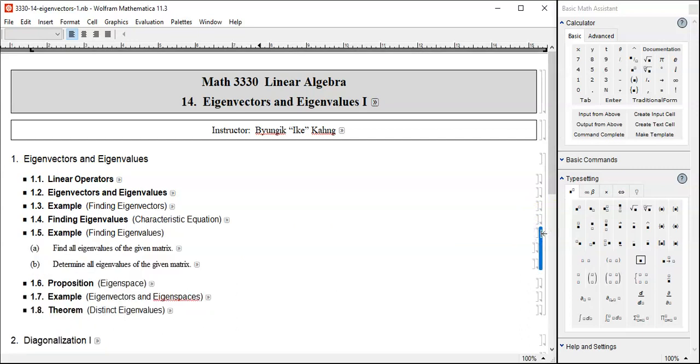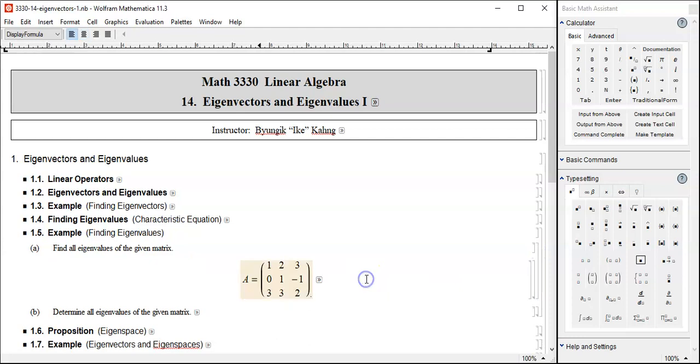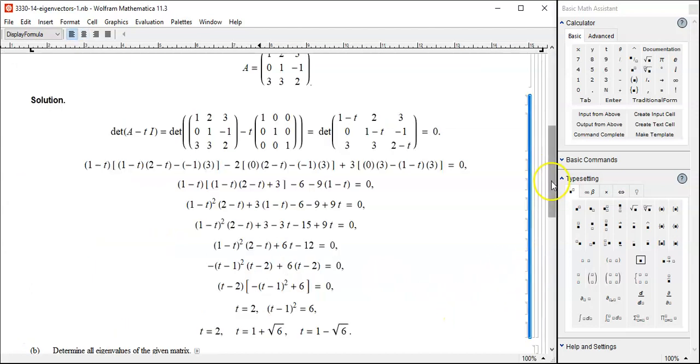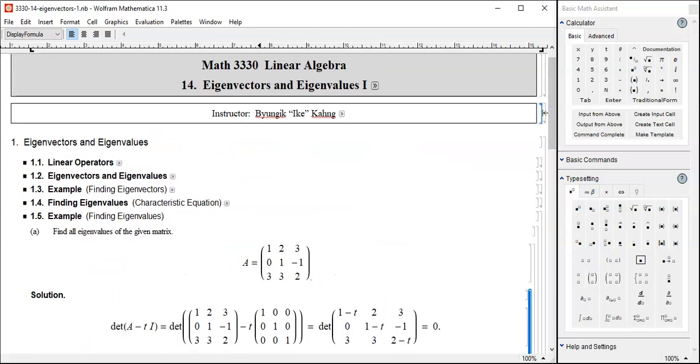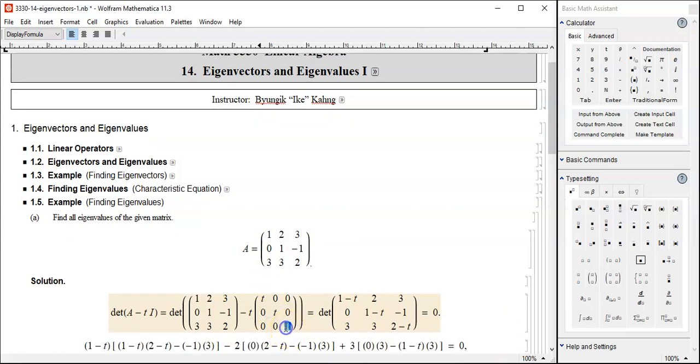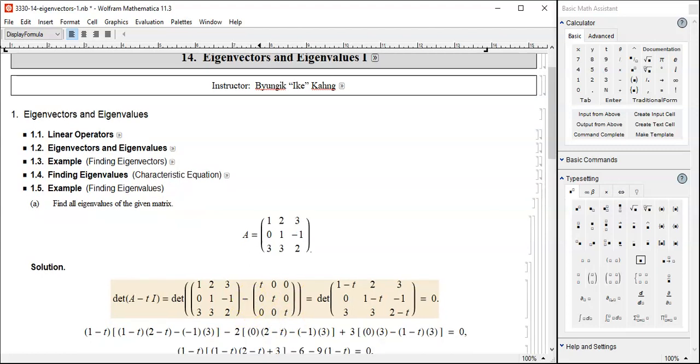Example first, finding eigenvalues. Find all eigenvalues of the given matrix. Oh, the same matrix we saw before. Okay, let's go ahead and do that. Determinant of A minus tI. So this is A, and then minus tI is here. So this can be written as multiplied by t, and then I can remove this.